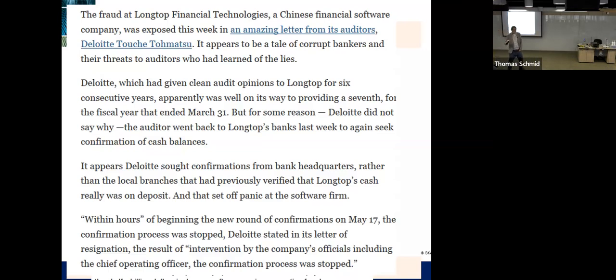So auditing is not able to detect a lot of fraud. That's something we have to keep in mind. Auditing has a lot of problems. It's relatively easy to circumvent those things. You just need a few people in the right places and so on. So fraud is everywhere. So when we invest, especially in smaller companies, we should be very much aware of that.